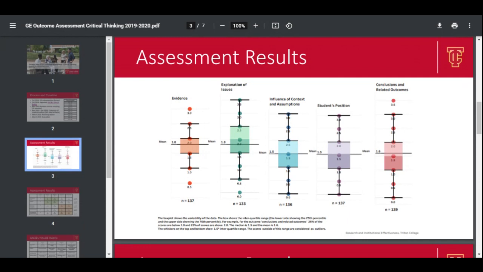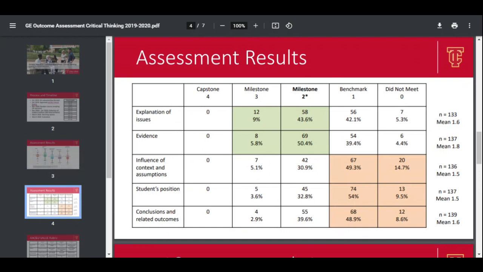This is, again, the five key areas related to critical thinking in which it was evaluated. And this is where our students fell on the assessment results. So based on the grading, and I keep saying grading and someday I will stop, based on the rating and scoring of the general education outcome subcommittee members and those evaluators, we came up with students having a kind of weakness in the areas of influence of context and assumptions, student position, conclusions, and related outcomes. So it's kind of our area where we saw that we needed to have improvement.